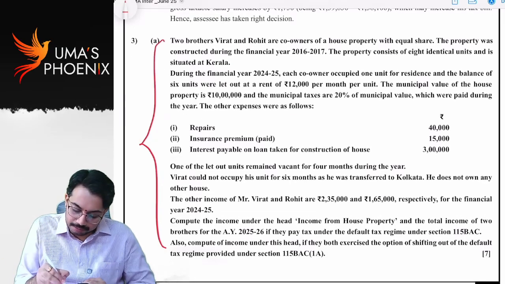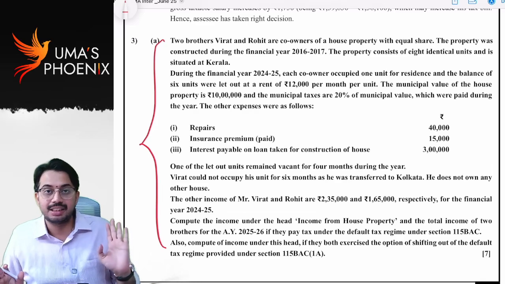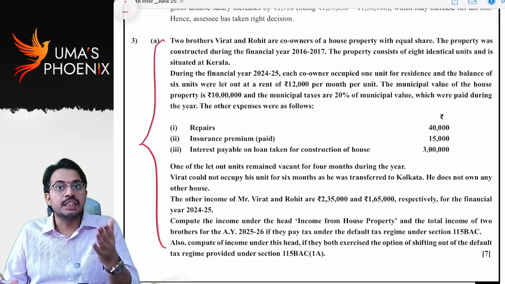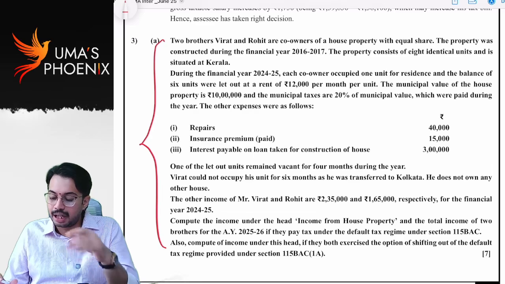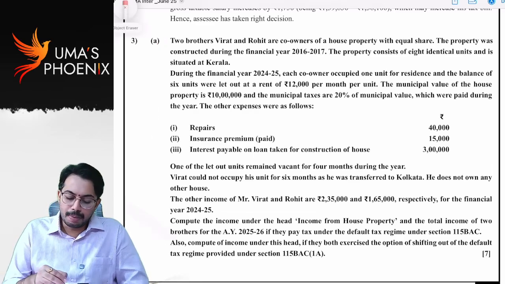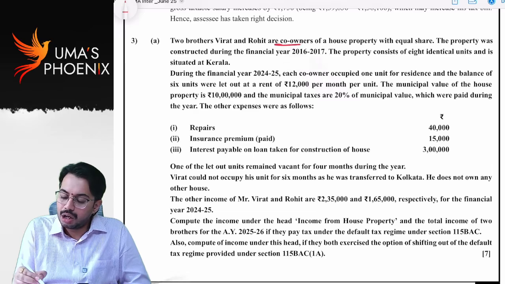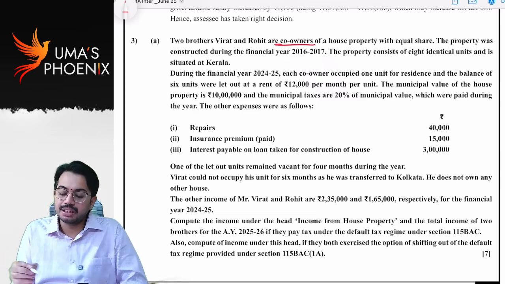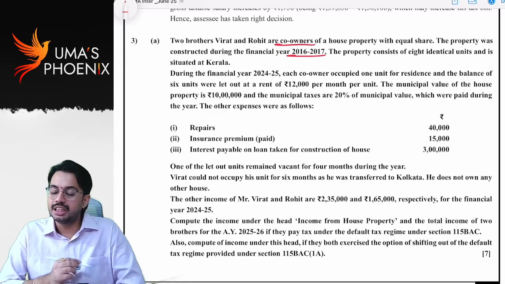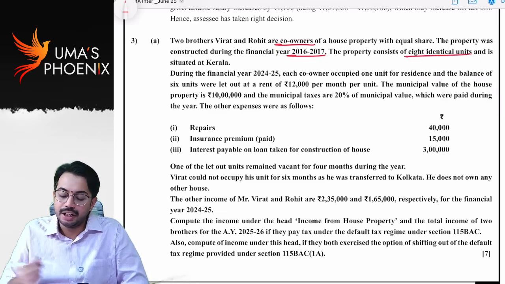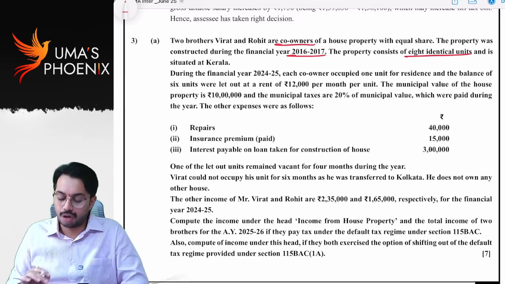Same problem which we have already discussed in house property, this type of problem. I'm teaching an exam oriented batch, and in the exam oriented batch, I have discussed the same problem. Two brothers, Virat and Rohit, are co-owners of a house property with equal share. Property was constructed during financial year 16-17. Property consists of 8 identical units and is situated at Kerala.